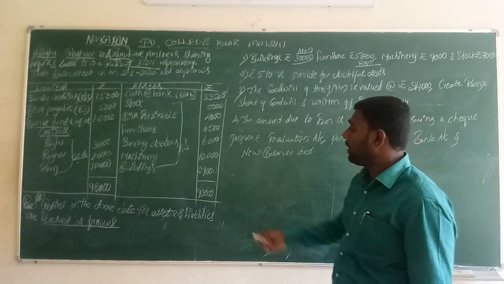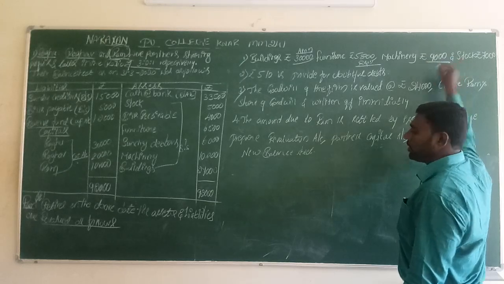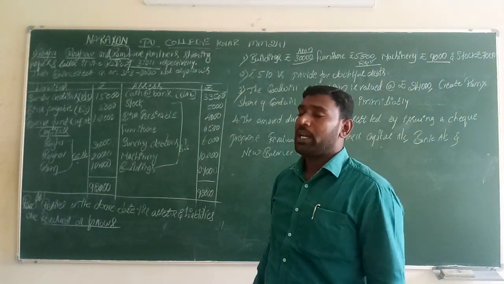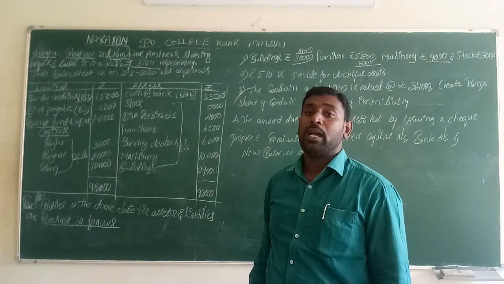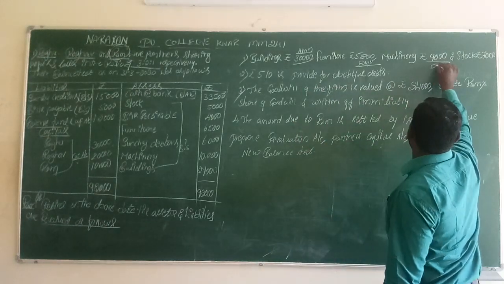Machinery rupees 9000. The value of machinery is 10000 but in the value adjustment, the value is given as 9000, that is, the value will be reduced. Reduction is nothing but an expense. Expenses always come to the revaluation account. It will come to the debit side of the revaluation account as a depreciation.